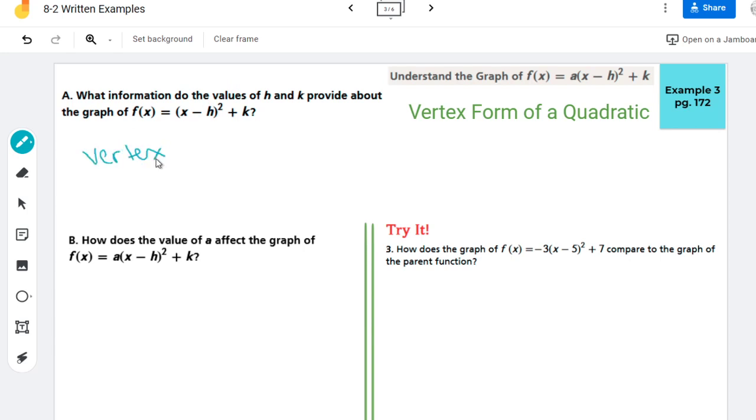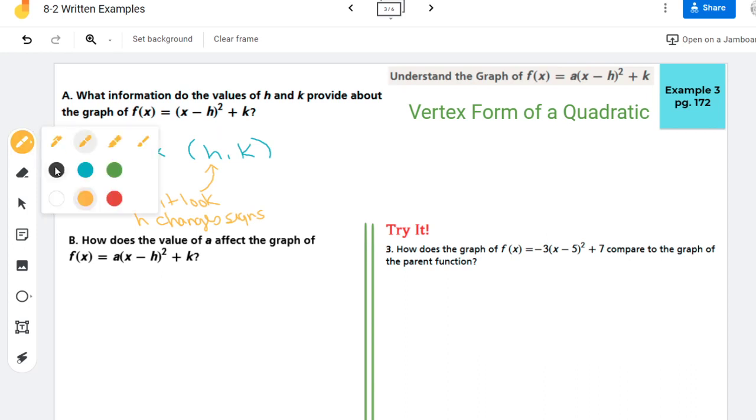So understand that the vertex of a quadratic lies on the point (H, K). I'm going to put a little caveat here. It looks like H changes signs, and that's because of the negative that's in the formula. So remember, H talks about the horizontal translation. K talks about the vertical translation. So if we look at the horizontal and the vertical translations, that'll tell us where our vertex is.